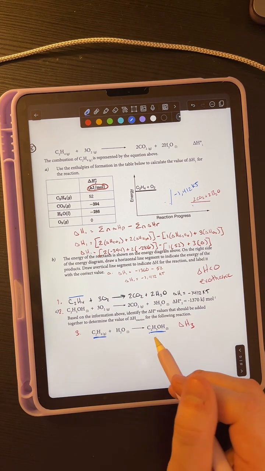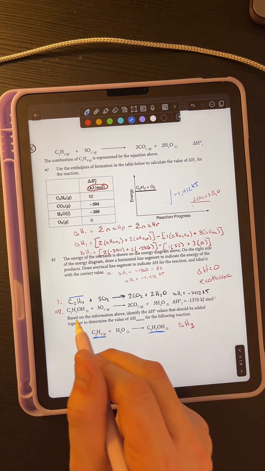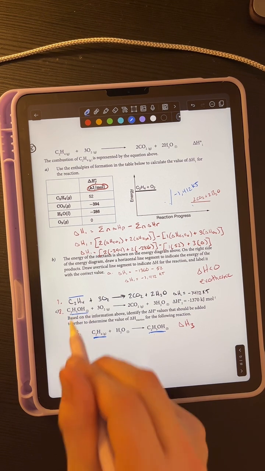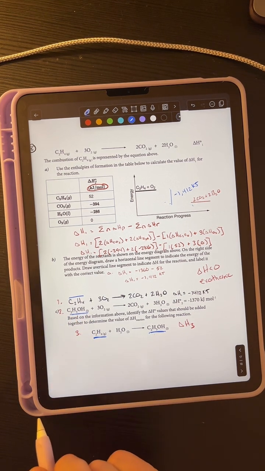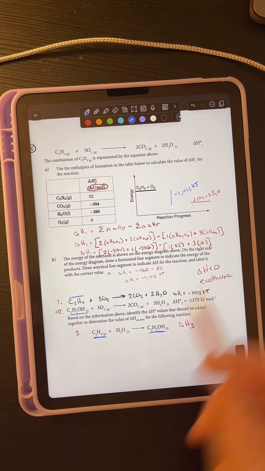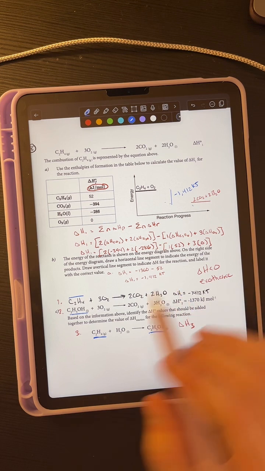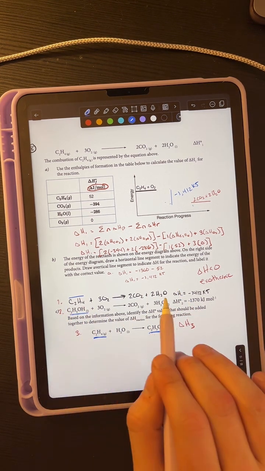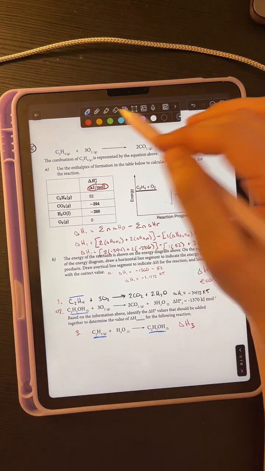And that one product is C2H5OH, which if we look, is a reactant on reaction 2. We don't want it as a reactant on reaction 2. We want it as a product. So what are we going to do? We are going to flip the second reaction.